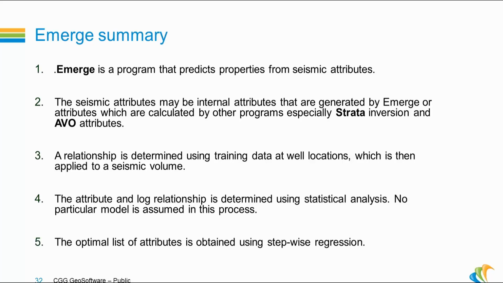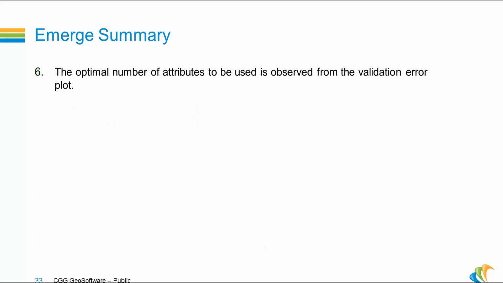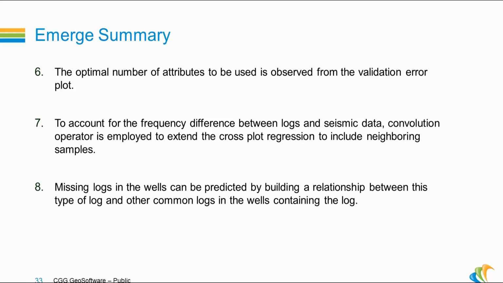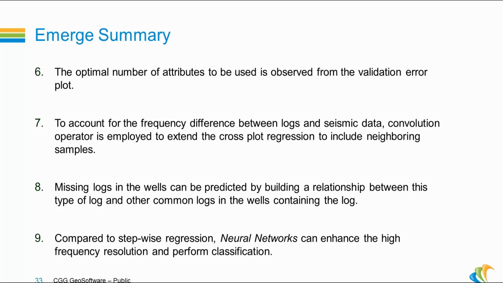The optimal list of attributes is obtained using stepwise regression. The optimal number of attributes to be used is determined by doing validation. To account for the frequency difference between logs and seismic data, a convolutional operator is employed to extend the cross-plot regression to include neighboring samples. Missing logs in the wells can be predicted by building a relationship between this type of log and other common logs in the wells containing the log. Compared to stepwise regression, neural networks can enhance the high-frequency resolution and perform classification.